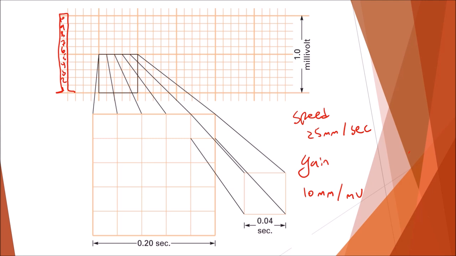Now, this is important: if the paper is printing at 25 millimeters per second, then each one of these squares is going to equal a specific amount of time. Okay? And you can see it right here. If it's printing at 25 millimeters per second, one little square measures 0.04 seconds. So it's 0.04, 0.04, 0.04, 0.04, and if you add that up, that should equal 0.20 seconds.